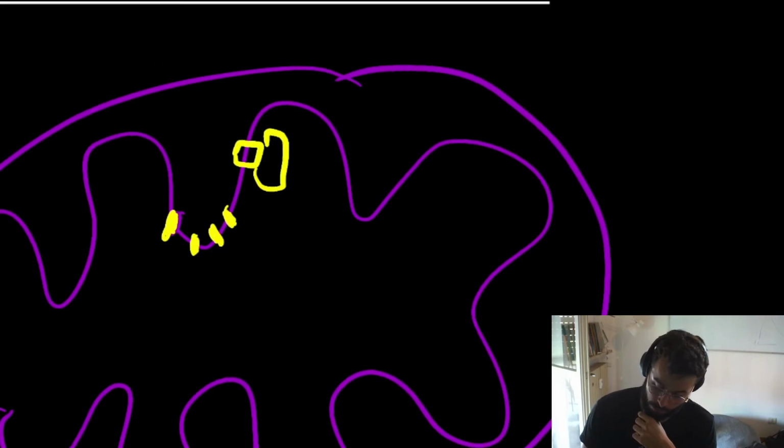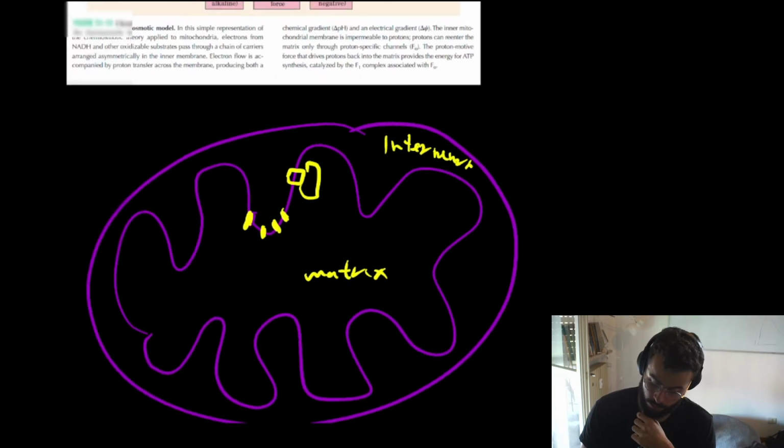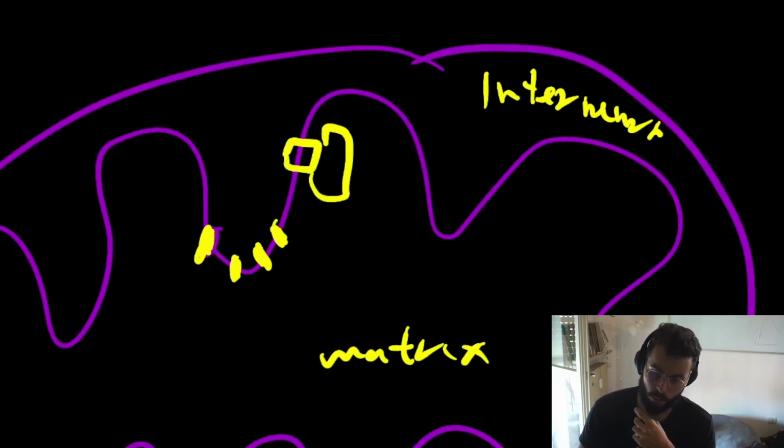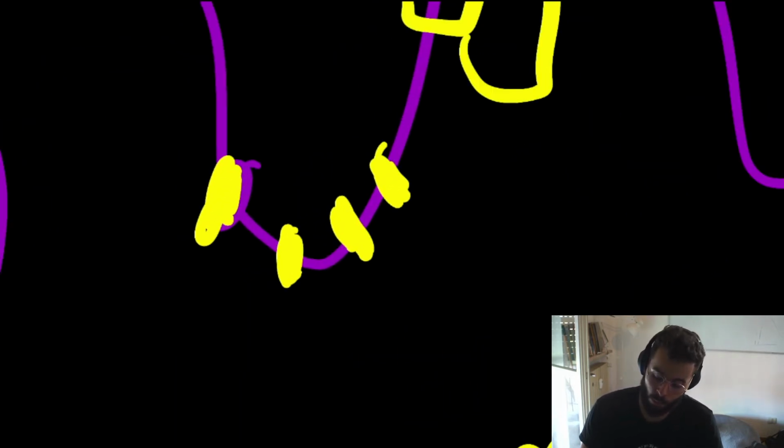So this is the matrix. This is the intermembrane space of the mitochondria. And you can find a sequence of different proteins on the inner membrane. Now, the following proteins are basically acting as electron acceptors. They are going to accept the electrons from the electron carriers we talked about a lot, from the FADH2 and NADH.